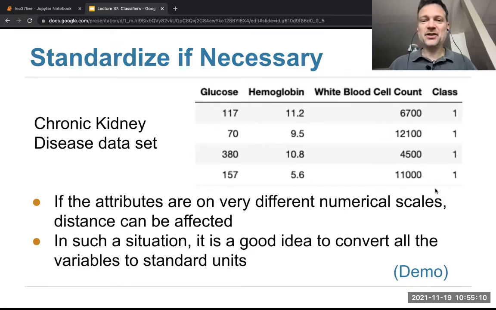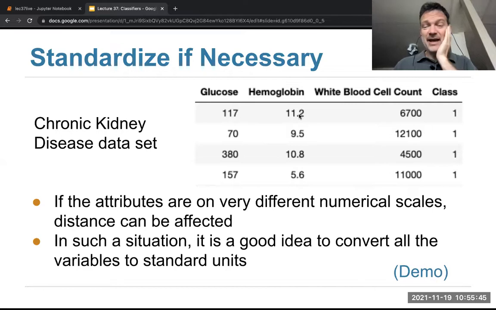Question in the chat: could you instead weight each variable? Maybe certain variables matter less than others. Yes. In this example, you could see that there's a lot more variability in the white blood cell count than in the hemoglobin. So when you're computing the distance, instead of summing the squares of the differences, you could weight this difference, downweight it. Or you could upweight this, maybe multiply the difference in hemoglobin by like 100 or something like that to try to put them on the same scale.